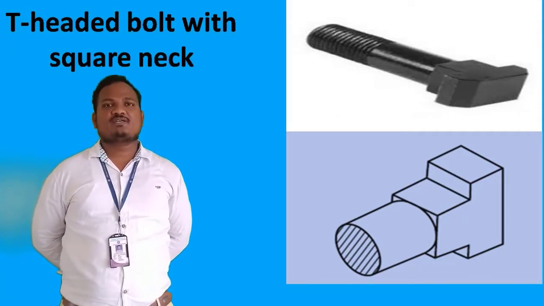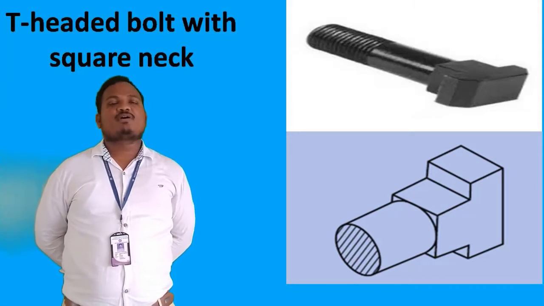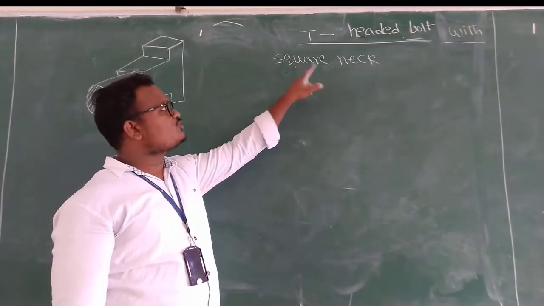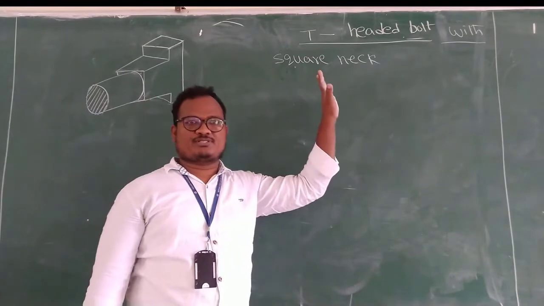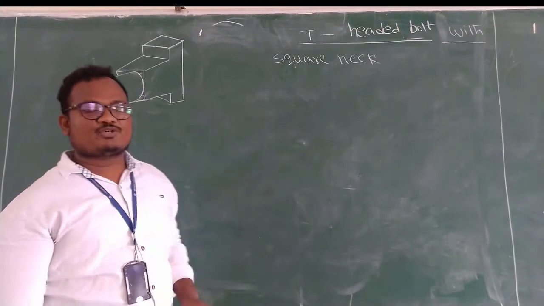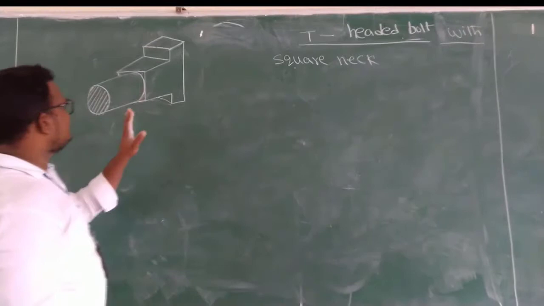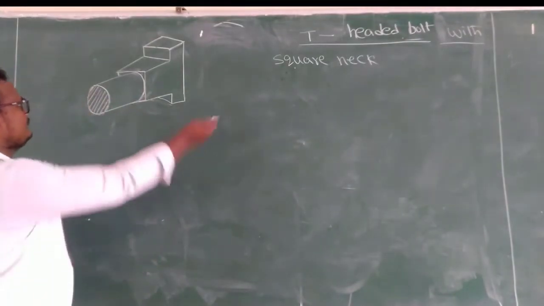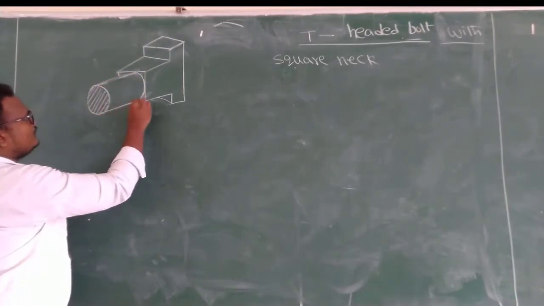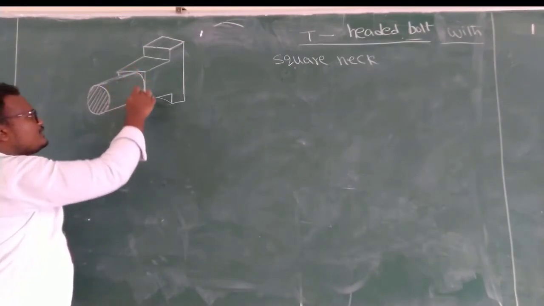Now we will see the procedure of how to draw the T-headed bolt with square neck. The title itself explains that there is a square neck for the T-headed bolt. Applications we already discussed. So I would like to show the procedure. If you see the diagram, this is the bolt of diameter D, and this is called the square neck.